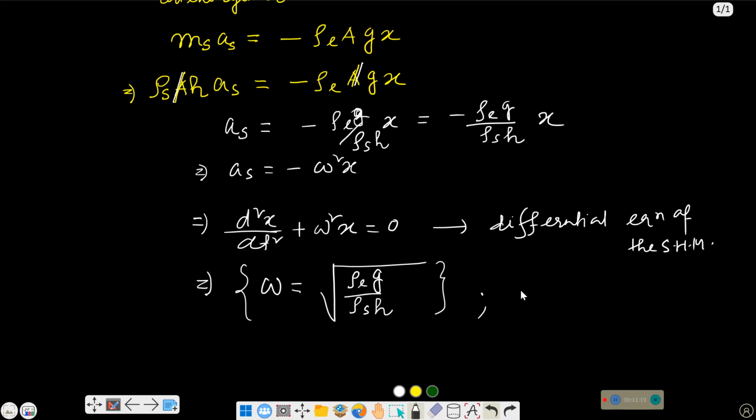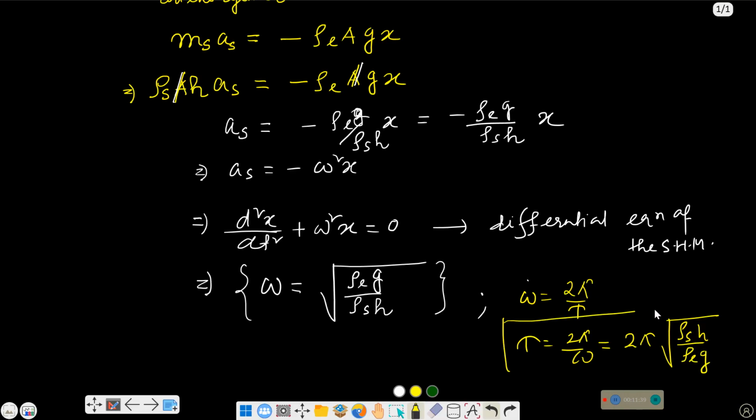Now what is the time period? As you all know that omega is equal to 2 pi by T. From this T equals 2 pi by omega, so we will have the time period as 2 pi root over rho S into h by rho L g. It will be like this, is it? So this is your time period of oscillation and this is the frequency of oscillation. I hope all of you have understood this problem. Thank you.